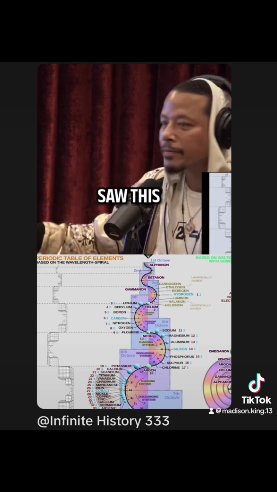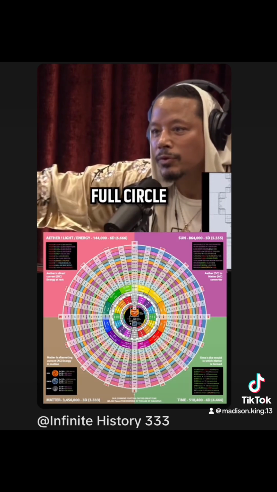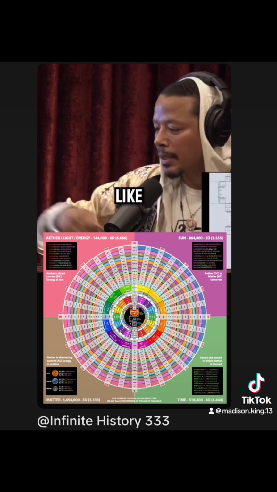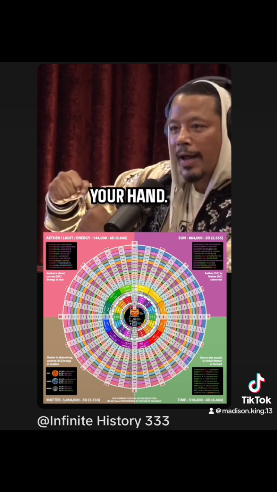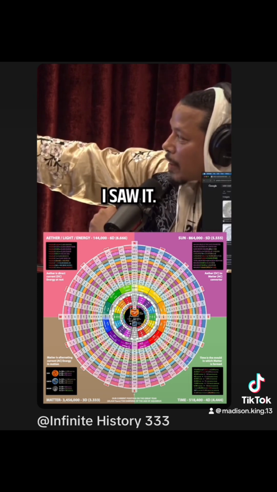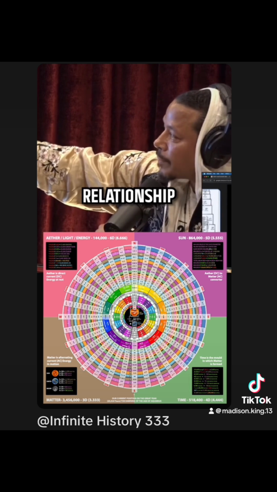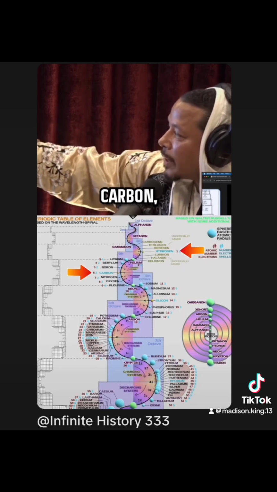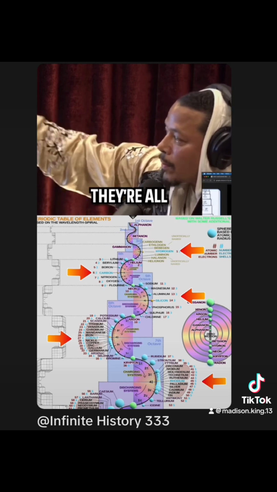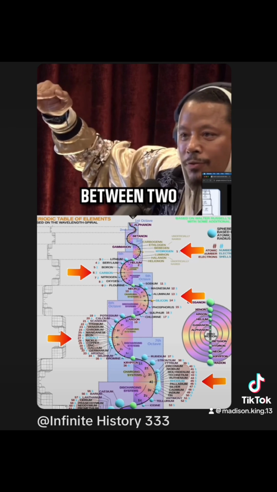So you saw this in dreams? I saw it as a circle. Everything was a full circle laid out, and each area was just expanding, like wrapping a rag around your hand. The first wrap is so tight. This is how I saw it, more so as a vortex. You'll see there's a relationship between hydrogen, carbon, silicon, cobalt, rhodium. They're all bonded. They all sit as the middle point between two noble gases.